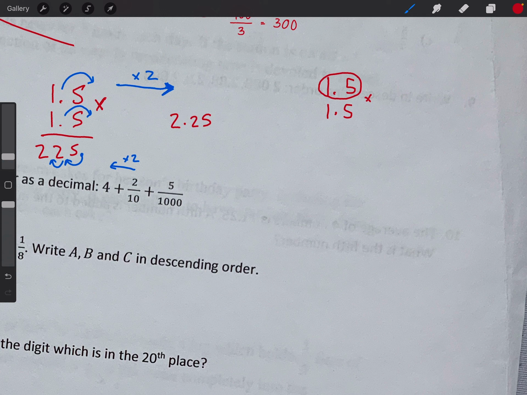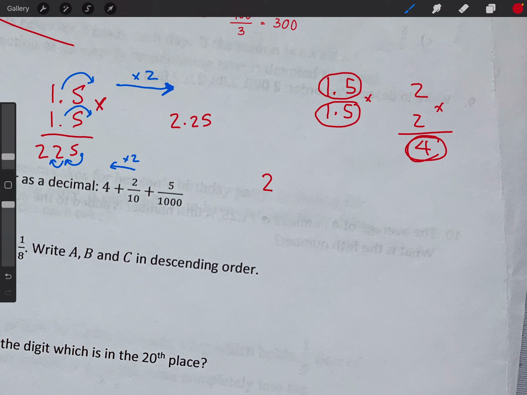1.5 is roughly 2, and 1.5 is again 2. 2 times 2 is going to be 4, okay? So our answer is going to be around 4. It could be 3, could be 2, could be 5, could be 7. Around, it has to be around 4. It can't be like 200.